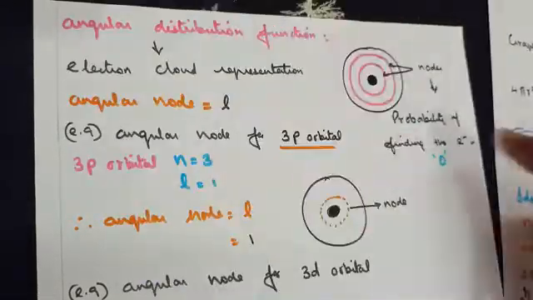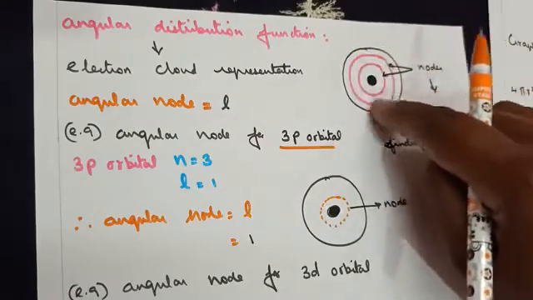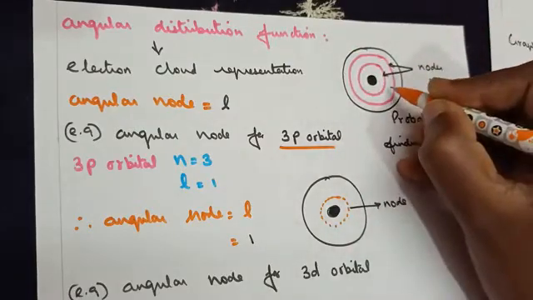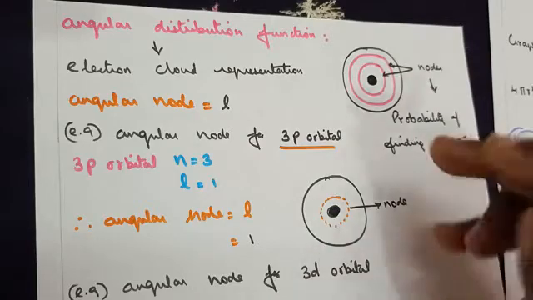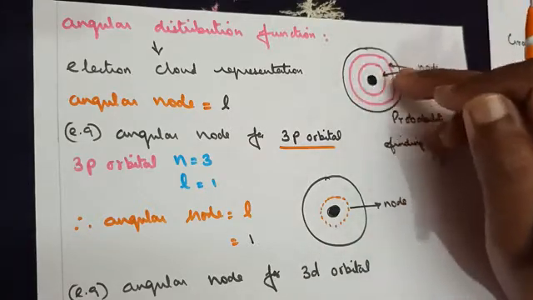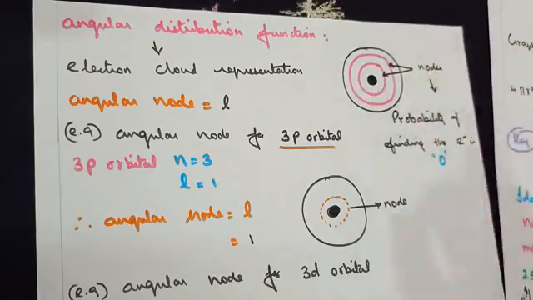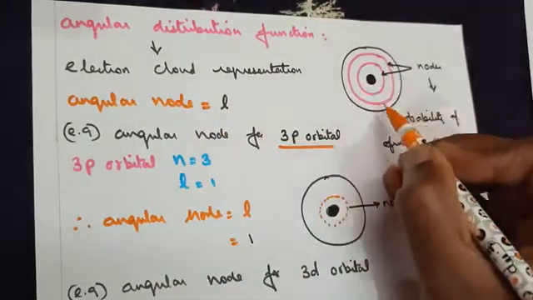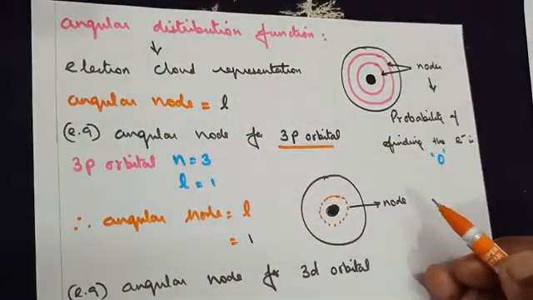Electrons cannot be found in the pink color, the circle that you can see here. In the white spaces, electrons can be found. That's a maxima. The pink color circle stands for a node where electrons cannot be found. This type of diagram is called an electron cloud representation.